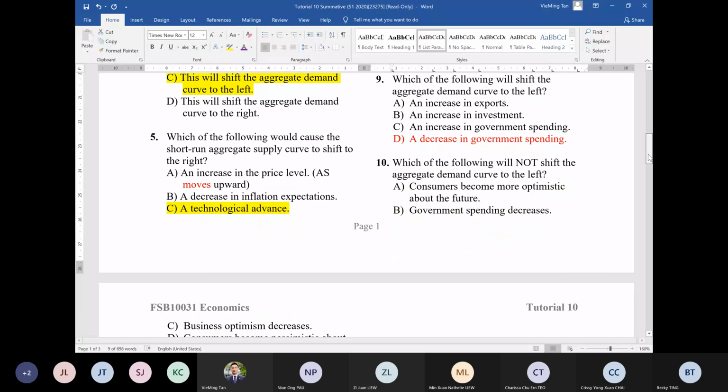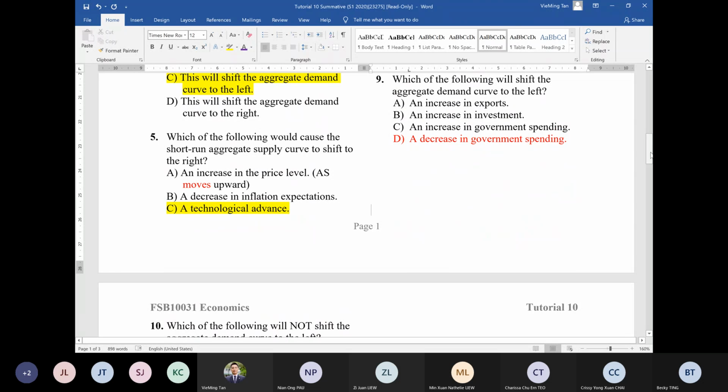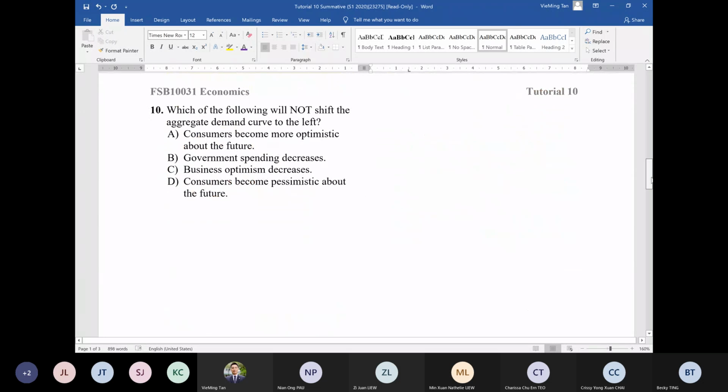Okay, then number 10. I think this one I need to move down already so that I can read the whole paragraph. Edwin, are you here today? Yeah.